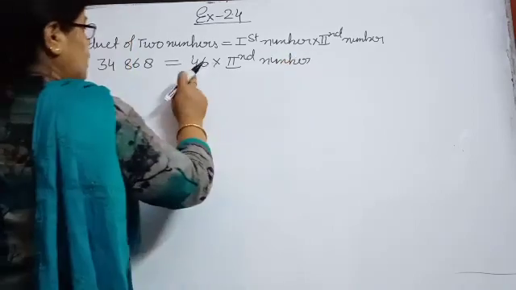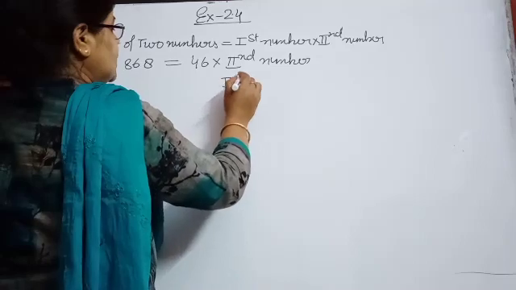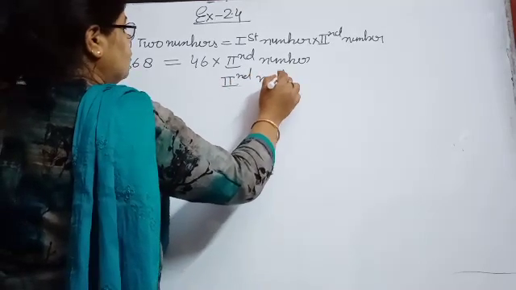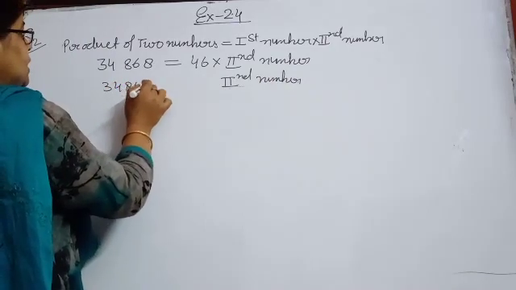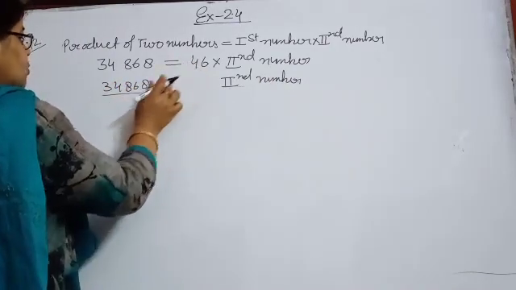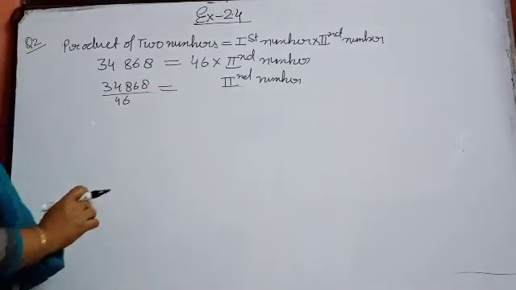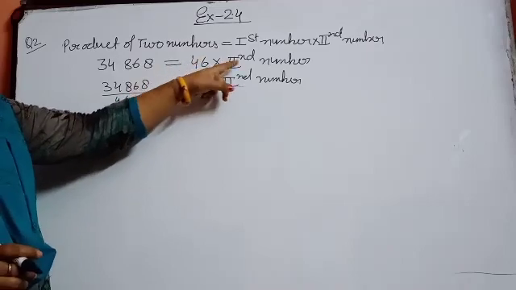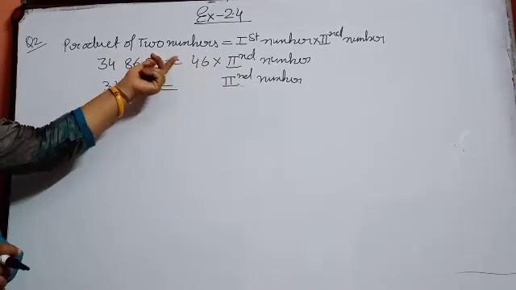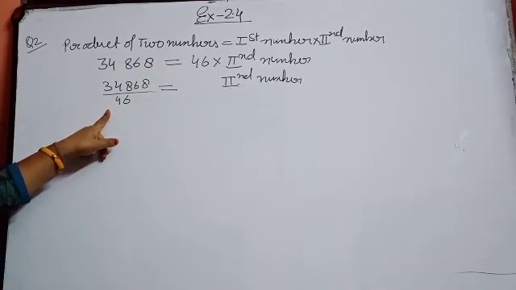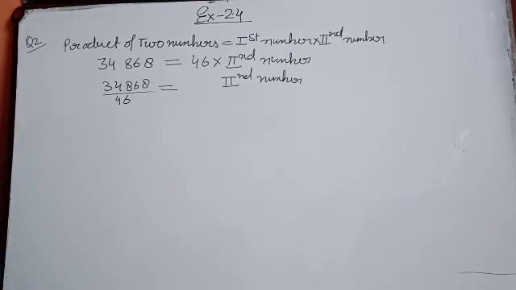Okay, so if you would like to calculate this second number, then what you will do: 34868 will come in its denominator. Here it will come 46 is equal to, because they are in multiplication, and whenever two numbers are in multiplication and between them an equal sign is there, then it always means the known value comes in the denominator, known value along with unknown value.